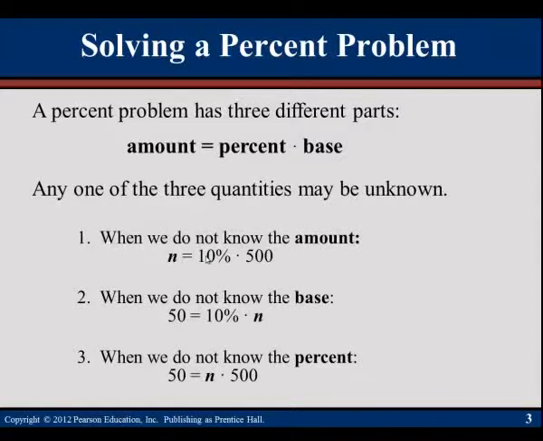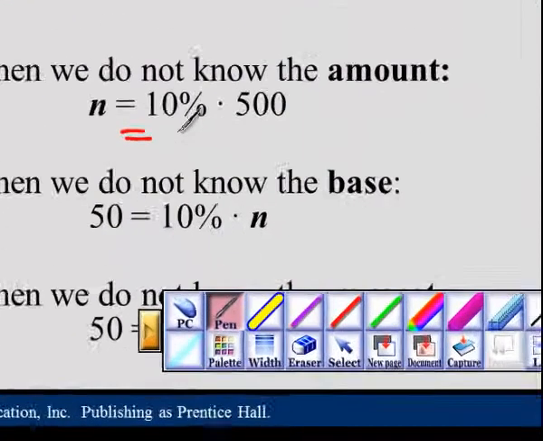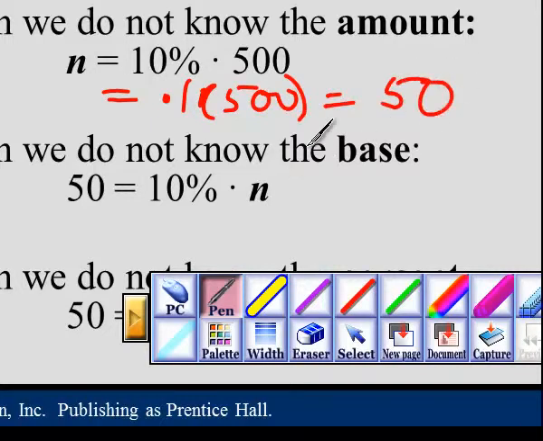For this type of problem, you have to convert the percentage. You always have to convert the percentage to a decimal. So this would be 0.1 times 500, which would be 50.